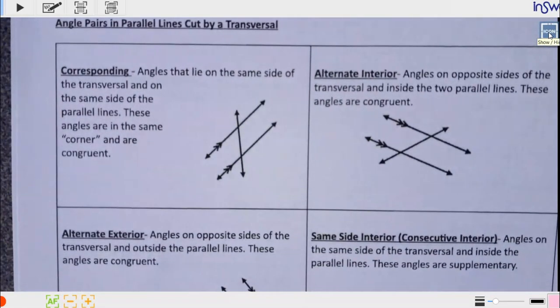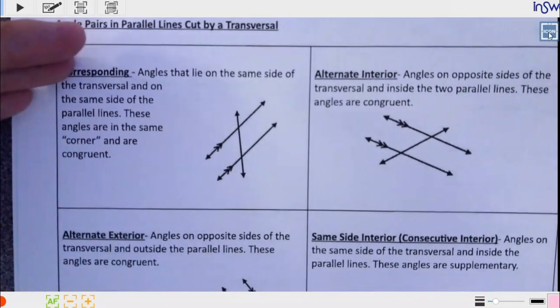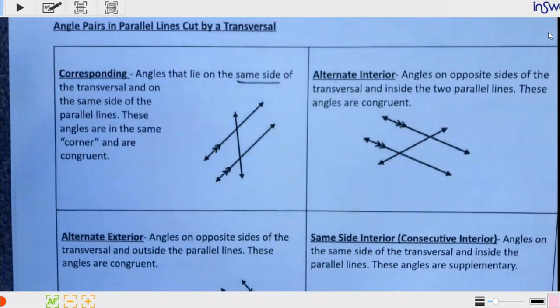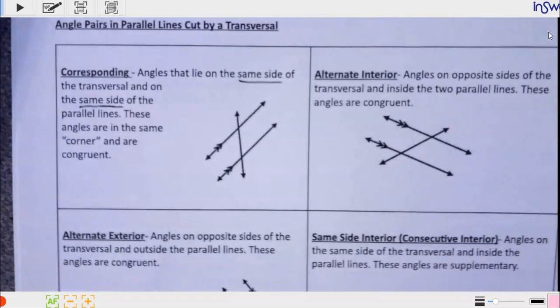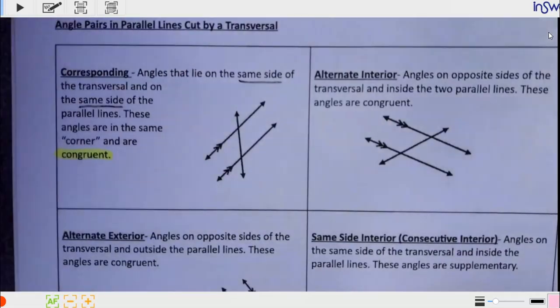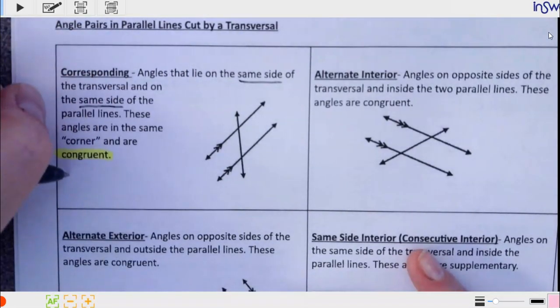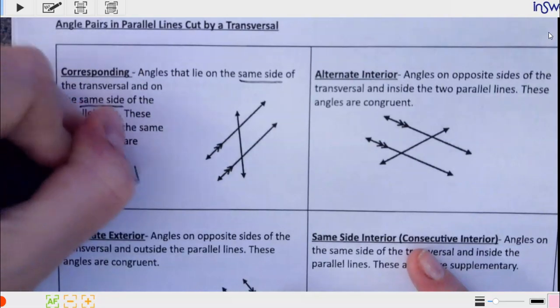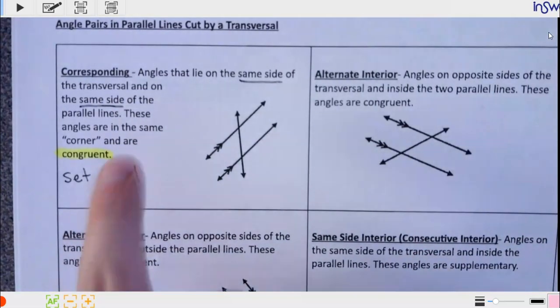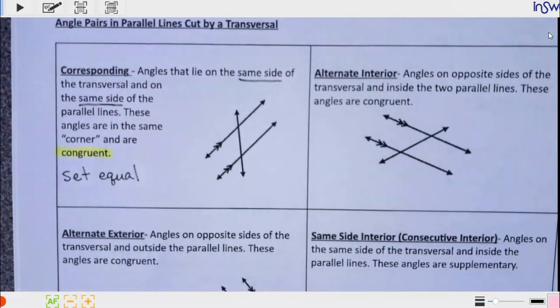I'm going to do some underlining and some highlighting. First of all, we're going to underline this new word, corresponding angles. It's angles that lie on the same side of the transversal and they are on the same side of the parallel lines. And then we're going to highlight the word congruent. You can just circle it if you don't have a highlighter. And then we're going to write this here. Anything that is congruent, if you were trying to solve for x, if you have two congruent angles, you just simply set them equal. So that's just a little reminder when we're referencing these notes. If we're trying to solve for x and we have corresponding angles, we need to set them equal.